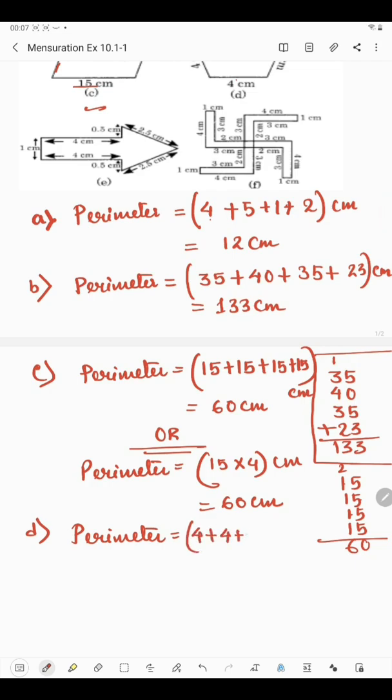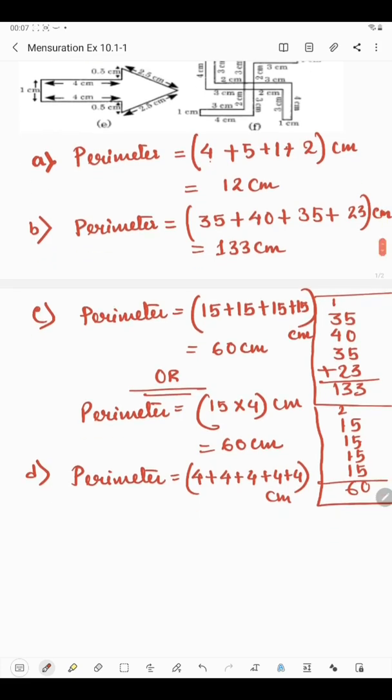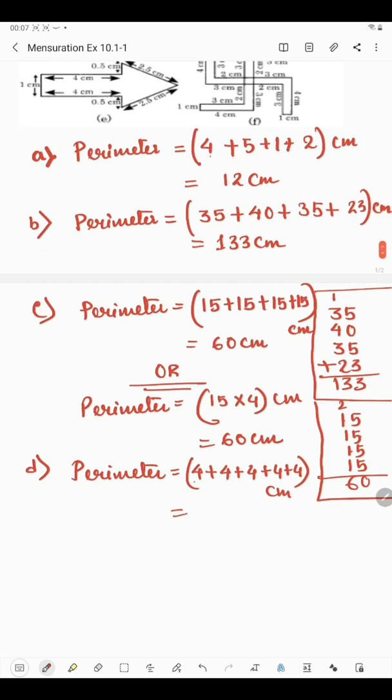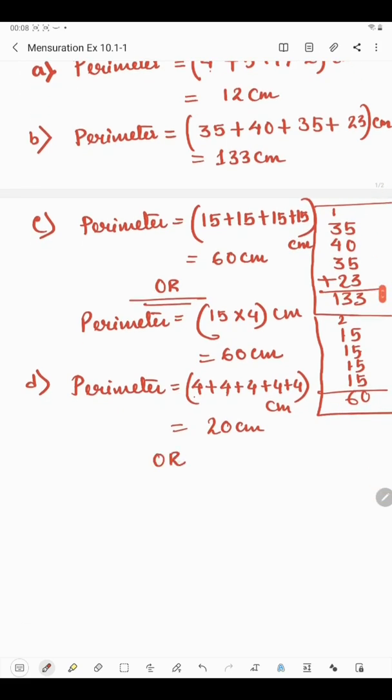So 4 plus 4 plus 4 plus 4 plus 4. Okay. So it will be 4 plus 4 is 8, 8 plus 4 is 12, 12 plus 4 is 16, 16 plus 4 is 20 centimeter. Now this we can find by multiplication also, as the lengths are equal. Each length is 4 centimeter, and since there are 5 sides, 5 multiplied by 4 is 20 centimeter.